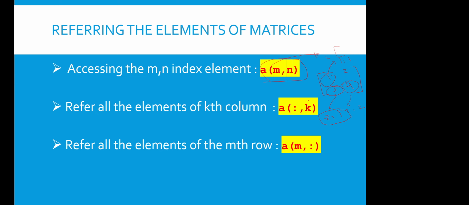If I want to access the kth column, in this example the second column entirely, then I have to mention which column I need to access and put a colon in the row position. And if I want to access an entire row, for the first row, then I put the first row, comma, and a colon for everything I want to access: A of 1 comma colon. In this way I can access rows or columns entirely.